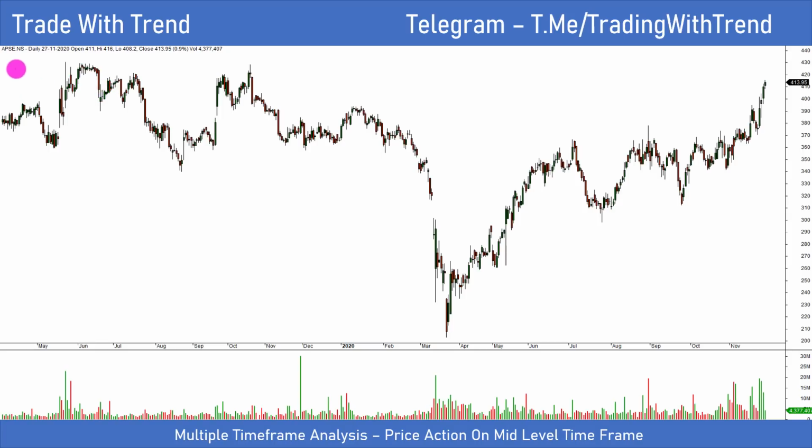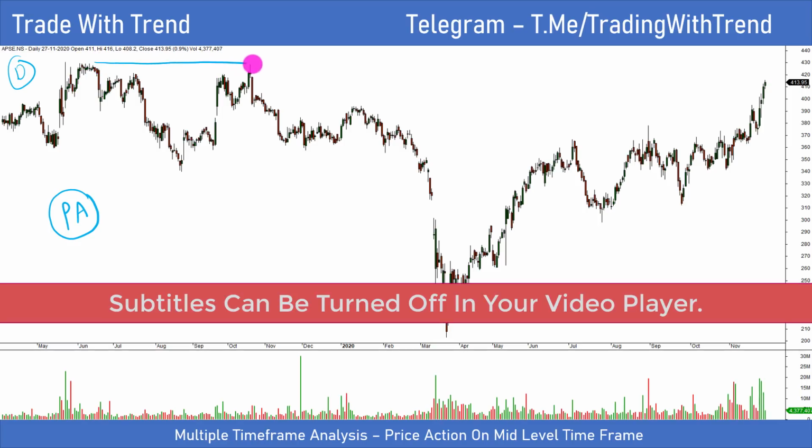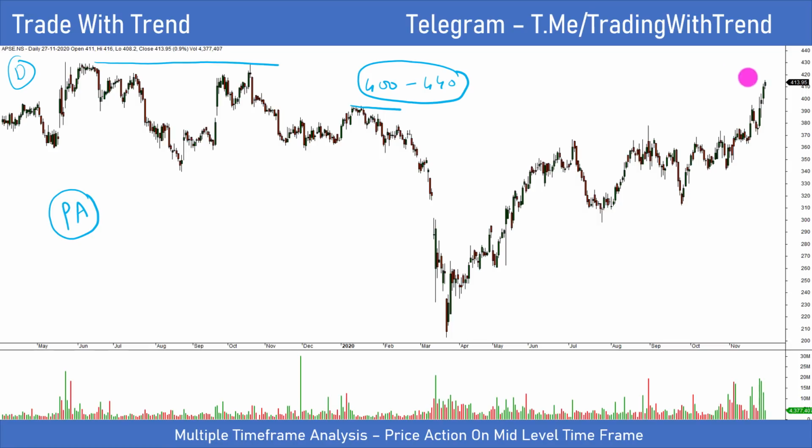So again, this is daily time frame chart, that is mid-level time frame. And let me just show you how I conduct simple price action analysis on a mid-level time frame chart. So we have already seen the region between 400 and 440 as a supply region on this particular chart. And most of the people who are reading charts would think that this is a very difficult level to cross. Now with simple price action analysis, you can actually find out what is going on in terms of price again approaching this resistance level.